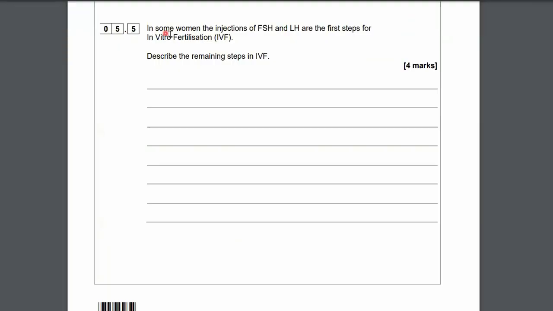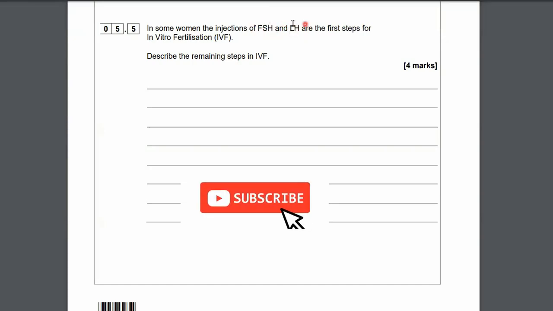Now, 5.5, in some women, the injections of FSH and LH are the first steps for a process called in vitro fertilization, IVF, as it's more commonly known. Describe the remaining steps. So the woman has already been injected with FSH and LH. That means her eggs are ripe and she's released lots of eggs. So what are the remaining steps?